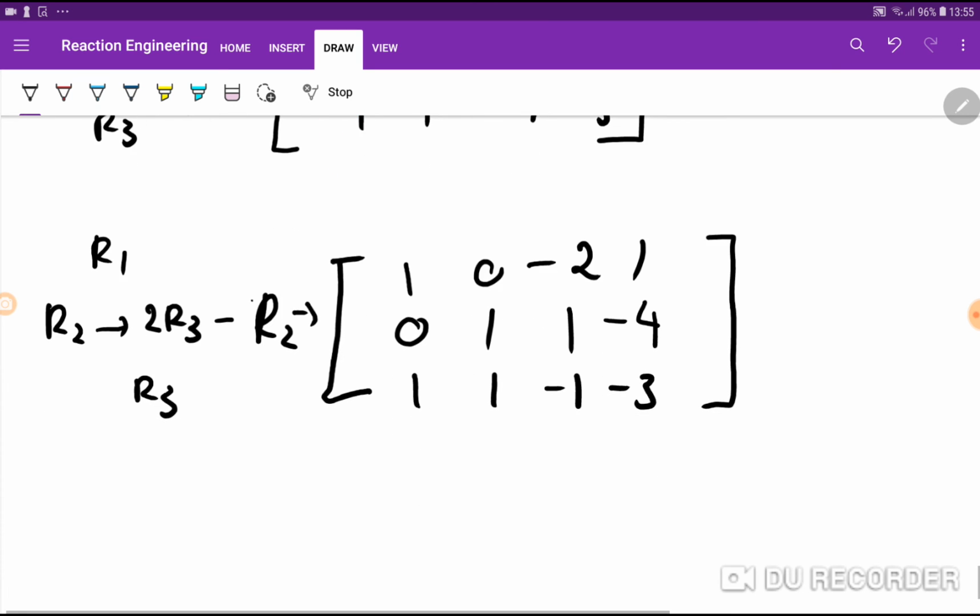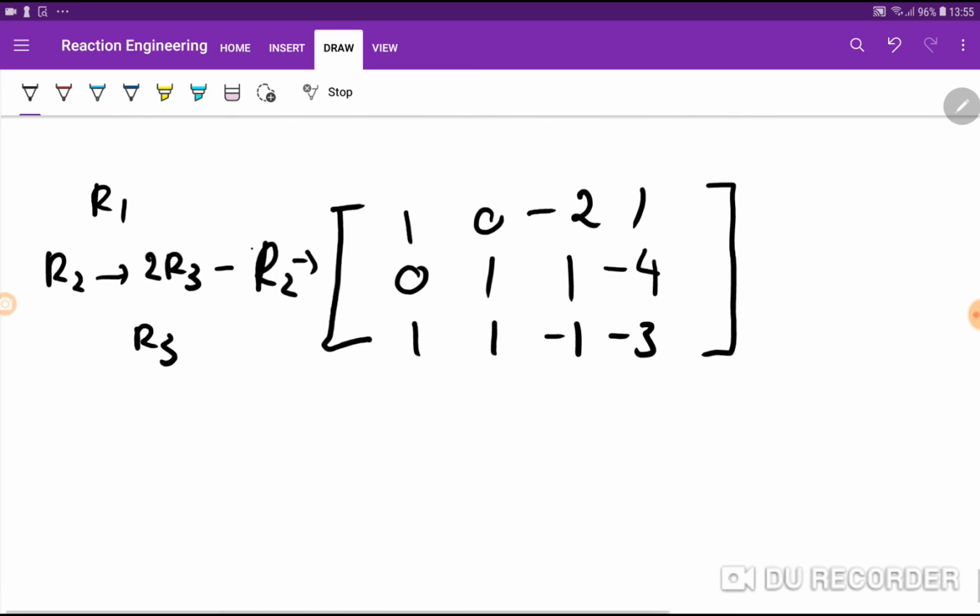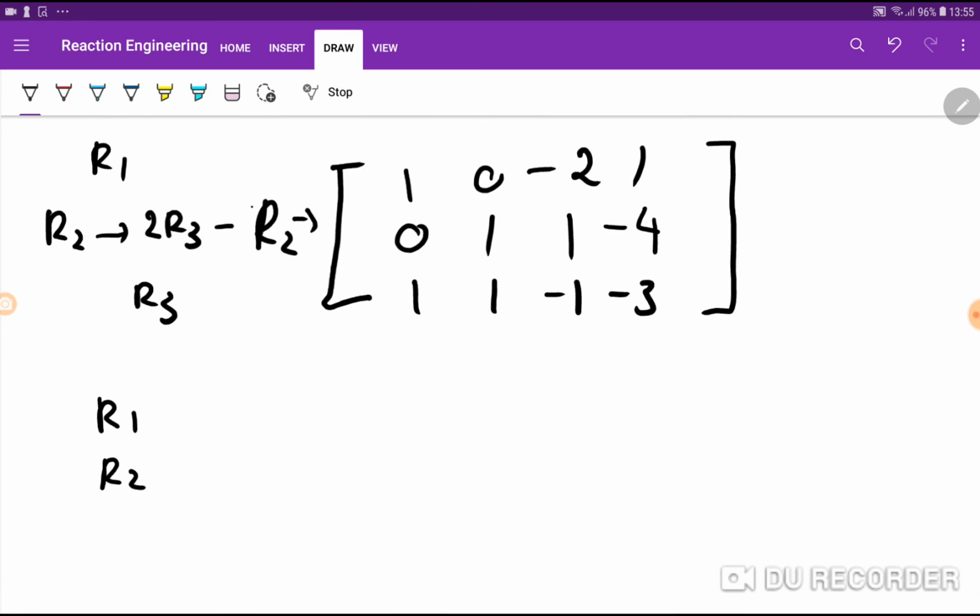And similarly I can clean up R3. I'm sure some of y'all are jumping in your chair right now saying, oh, R3 you replace with R3 minus R1, right?